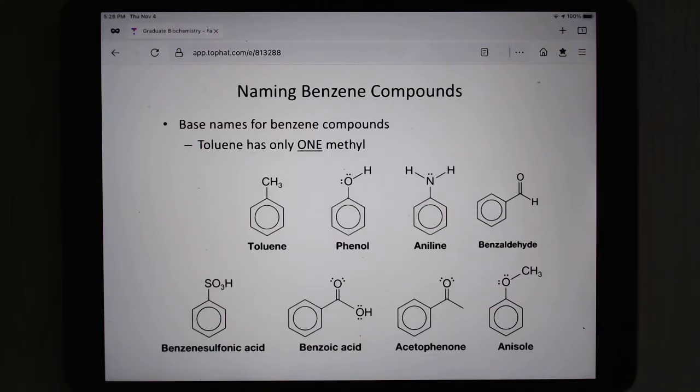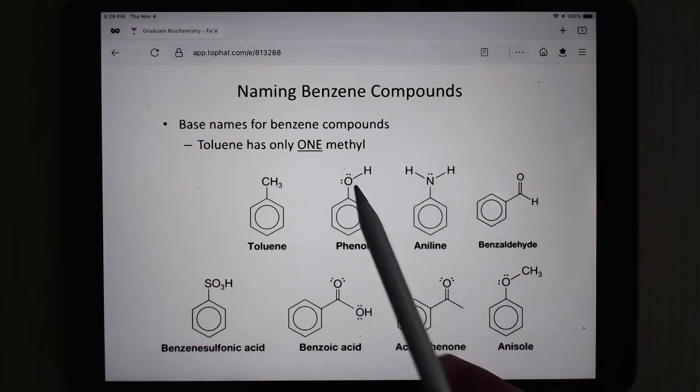Now, for naming compounds, we're not going to necessarily get into these. I've had a few videos with previous textbooks where I go into it, but one of the things you're going to want to do is to know these base names. For that, you're going to be able to reference from that. So toluene. Now, one of the things with toluene is it only has one methyl group on it. So this is toluene. If it's got other methyl groups, it's called something else.